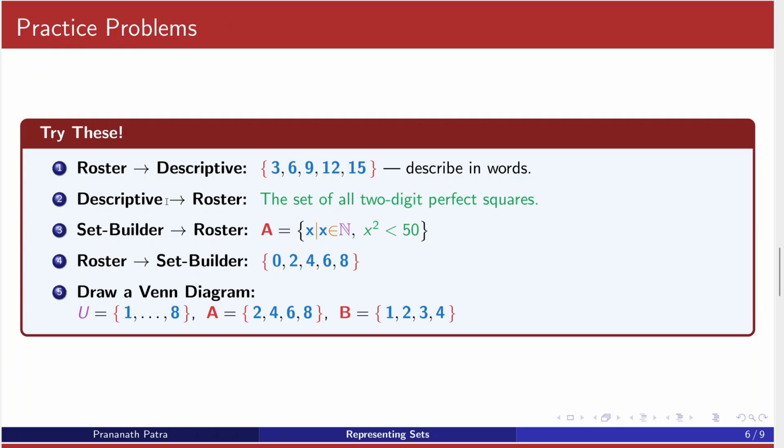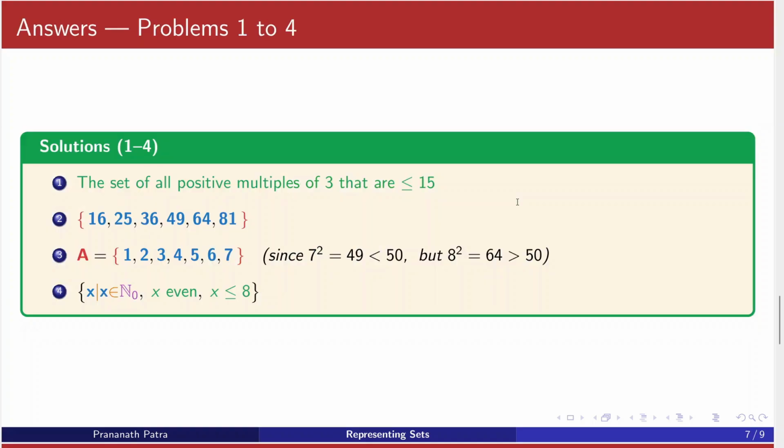For problem 2, we needed to list all 2-digit perfect squares. A perfect square is just a number multiplied by itself. Let's count up. 3 squared is 9, which is only a single digit, so we skip it. 4 squared is 16. That works beautifully. 5 squared is 25. 6 squared is 36. 7 squared is 49. 8 squared is 64. And 9 squared is 81. If we go to 10 squared, we get 100, which is 3 digits, so we must stop there.